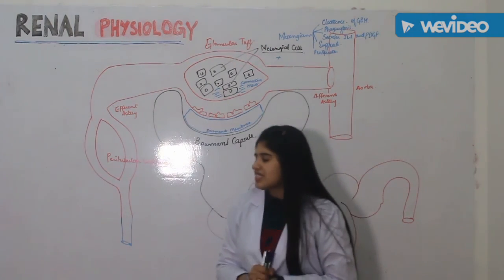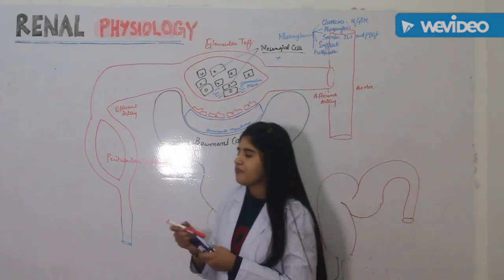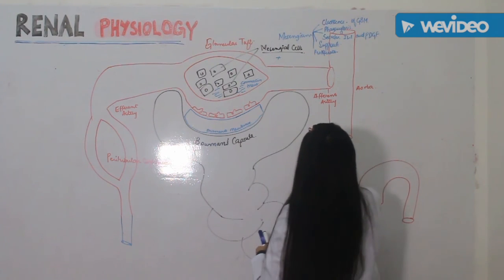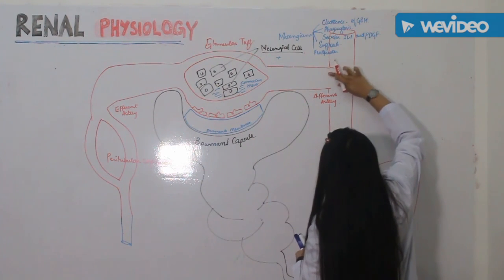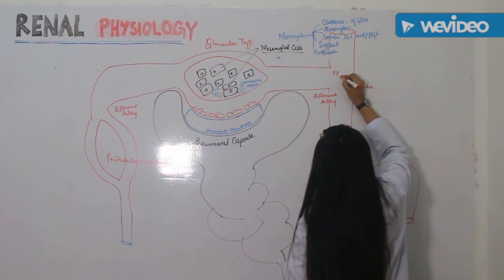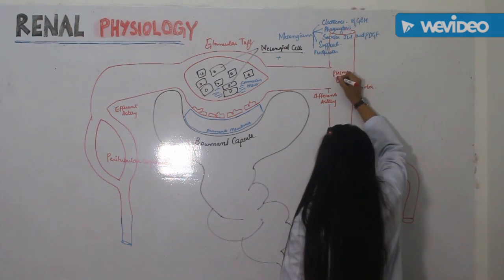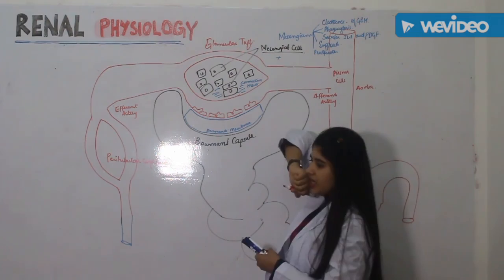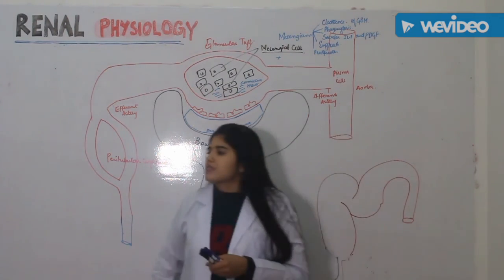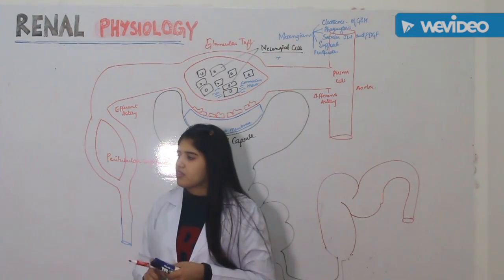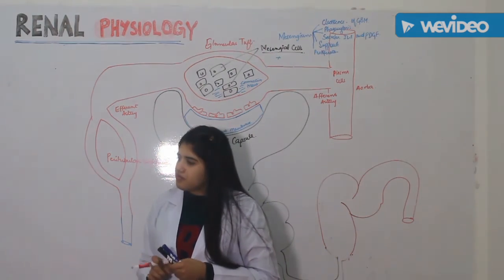From here, you see, our blood is made up of plasma and cells. Plasma is just the fluid, okay? And so what is the difference between the plasma and the interstitial fluid? Like the proteins?